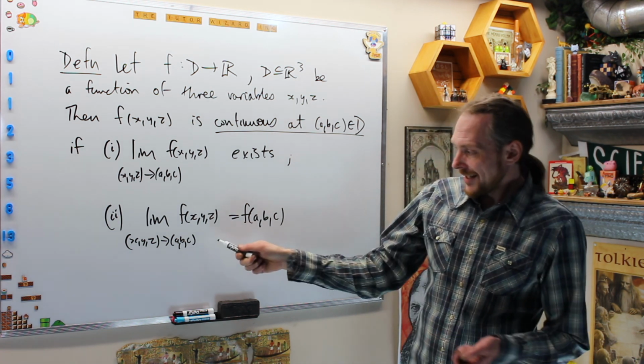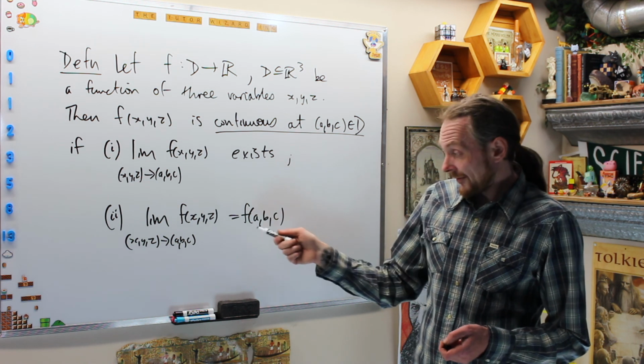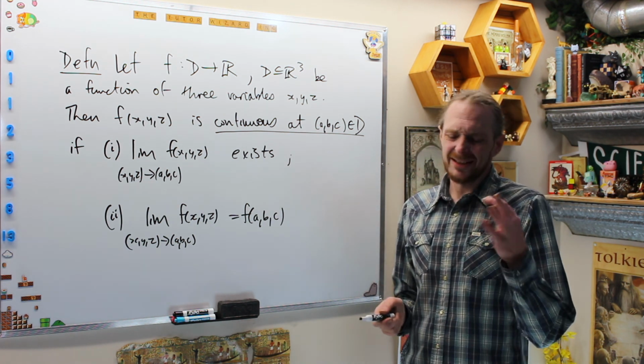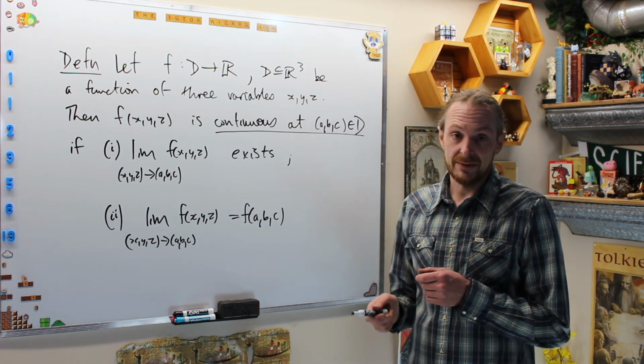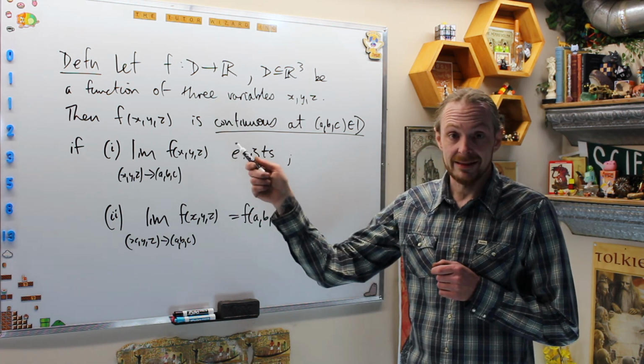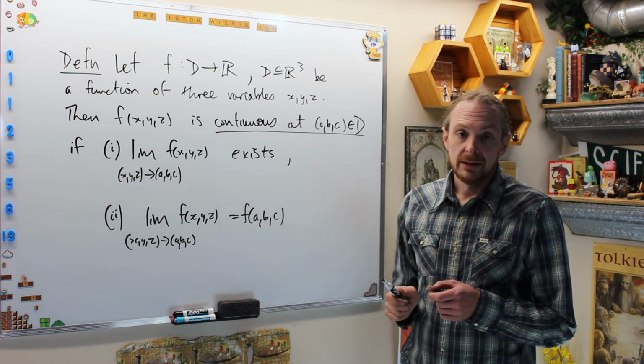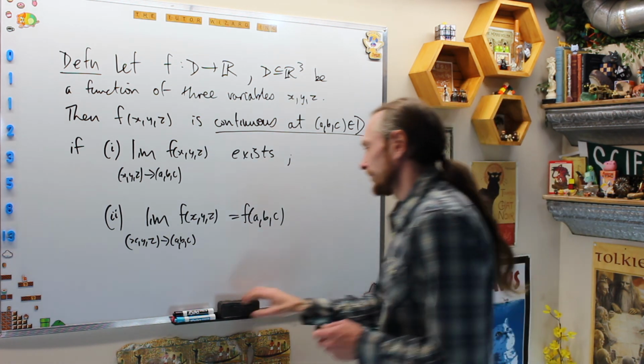Once you have that, if that number L is in fact f of a, b, c, then we say it's continuous there. So there are technically, depending on the way you want to view it, 2 conditions you have to check. You have to make sure that the limit exists and is equal to f of a, b, c. That's continuity.